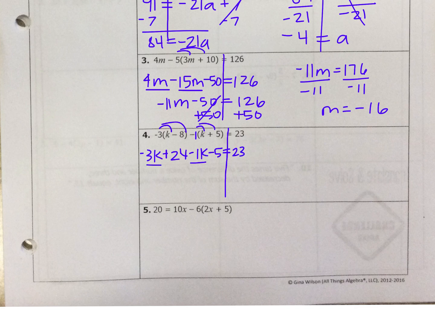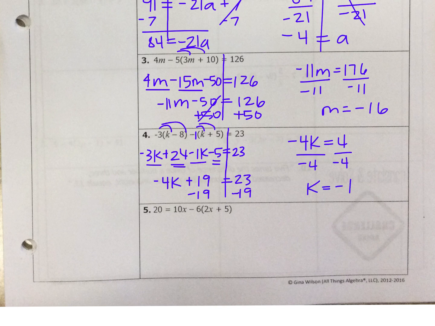Negative 3k, I'm going to combine my like terms, minus 1k is negative 4k. 24 minus 5 is plus 19. That equals 23. I'm going to subtract 19 from both sides. Time to get things moving. That would be negative 4k equals 4. Divide both sides by negative 4. K is negative 1.